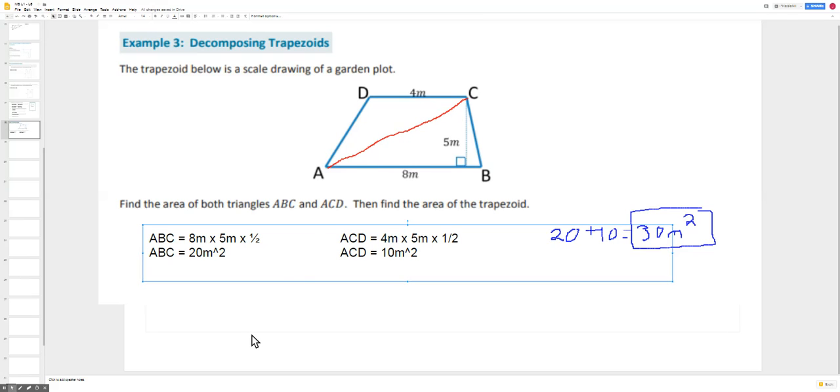All right, so that's what we're working with today. We're taking shapes and finding missing measurements, or we're trying to find the area of kind of odd composite figures. All right, go ahead and stop the video and move on for the day.